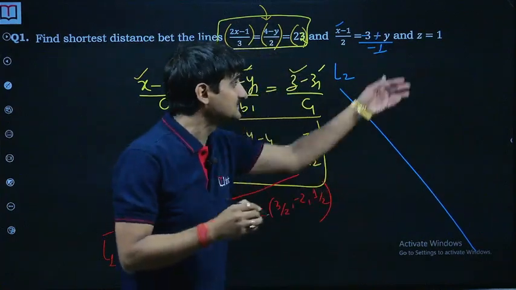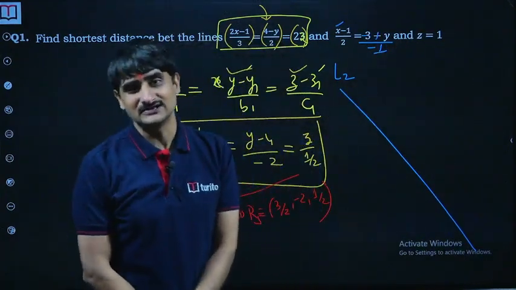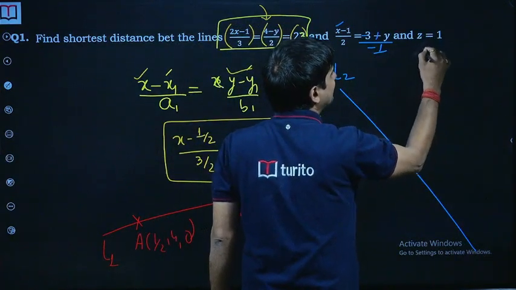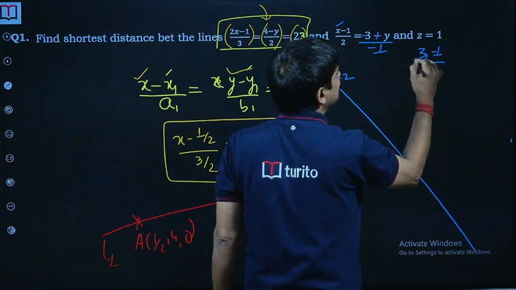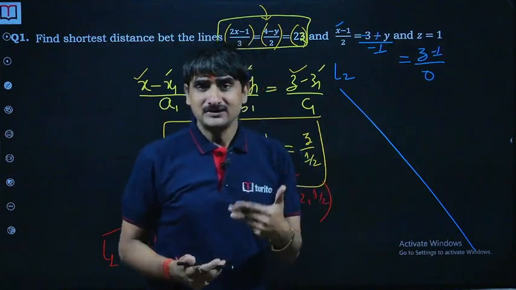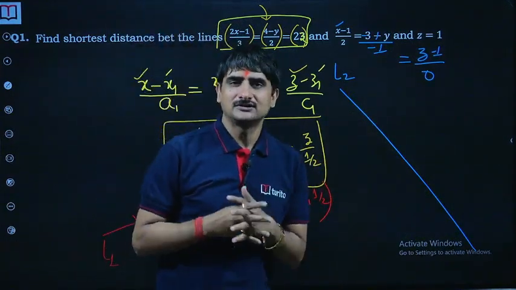But what about this one? z is equal to 1. What is it? What actually is the case is that you can write it as (z minus 1) by 0. This is equal to that. Though we never write it, we shouldn't write 0 in the denominator, but see, it's not a theory paper.